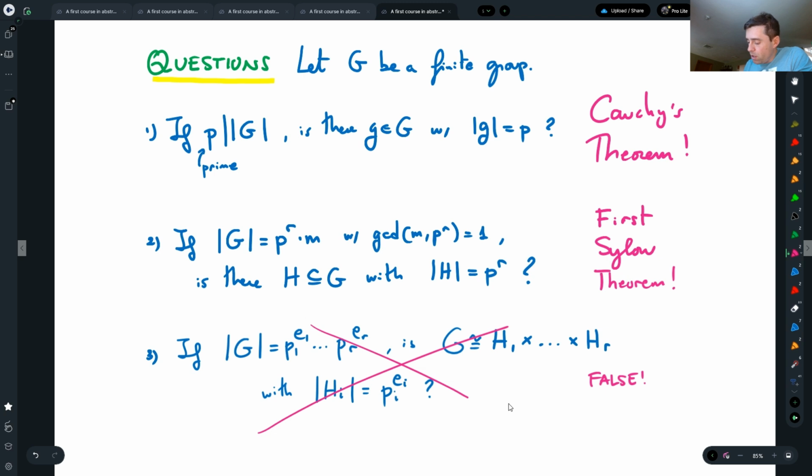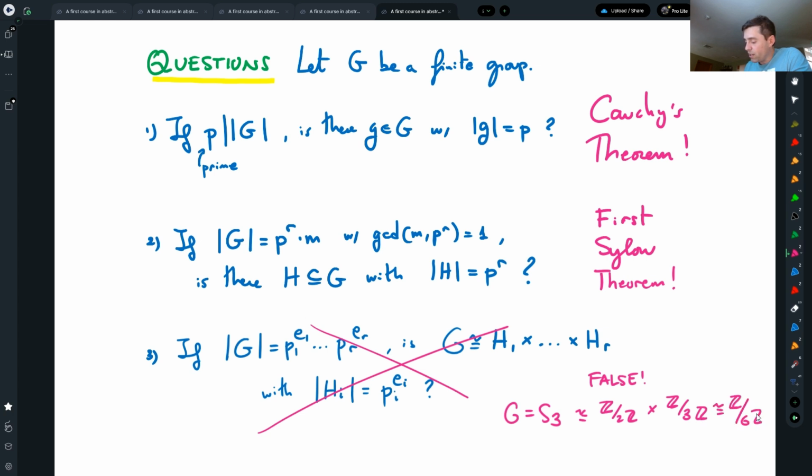For example, take G to be S3. If G was isomorphic to a subgroup of order 2, that subgroup of order 2 would have to be cyclic, direct product with a subgroup of order 3, that subgroup would have to be cyclic. But this direct product we know is Z modulo 6, and definitely those are not isomorphic. S3 is non-abelian and Z modulo 6 is abelian, so it cannot be.